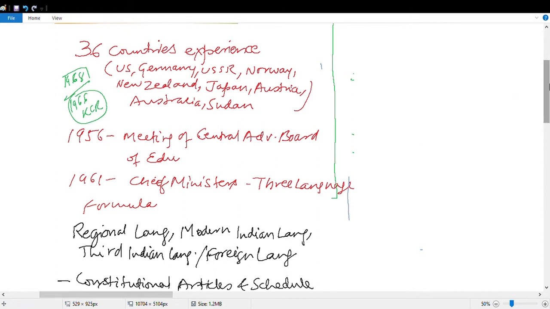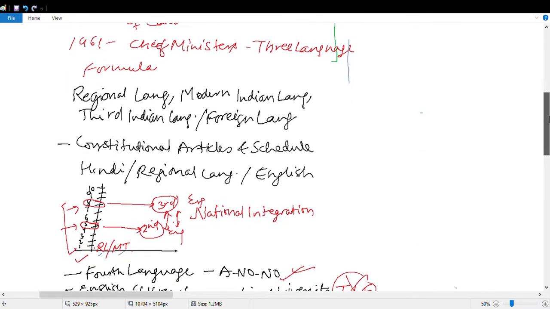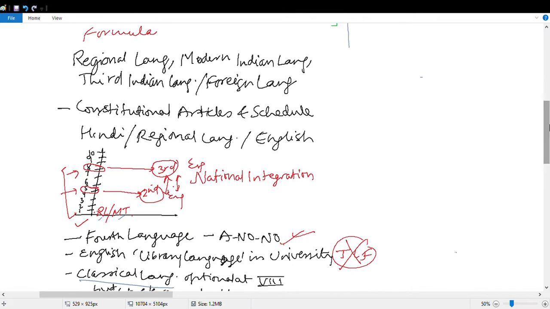Backed with constitutional provisions and schedules, Hindi was one language, second was a regional language, and third was the English language, which should be introduced at various levels of education. The committee was of the recommendation that they should not be introduced at once. Instead, they should be introduced in phases.